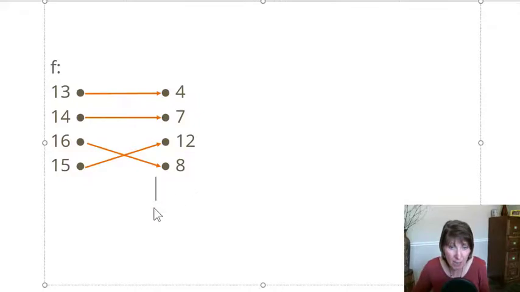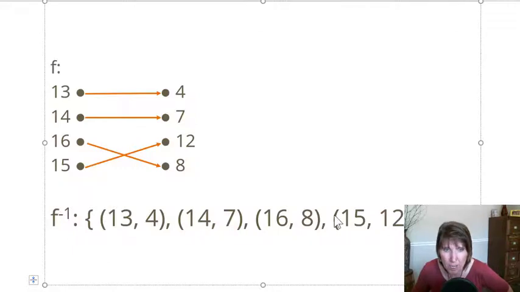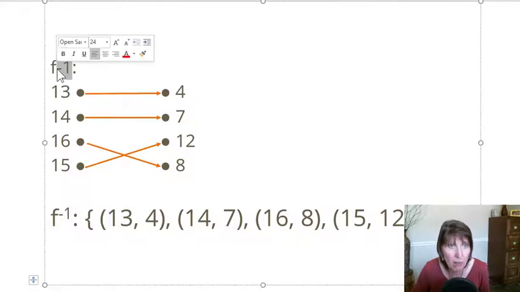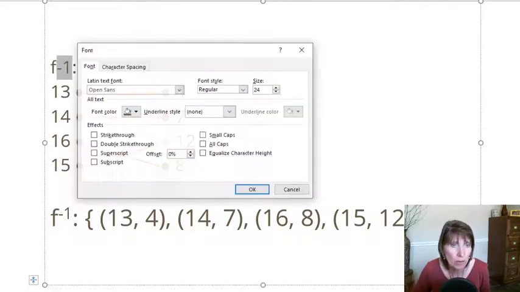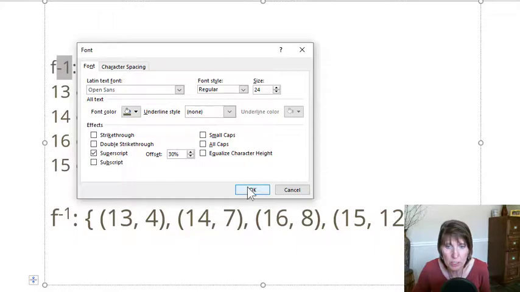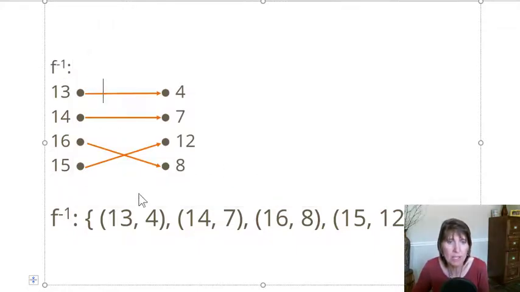Let's see if we ended up with what we were expecting. Remember, this is the same one as our pairs. Let's see if we got it. 13 and 4, yep. 14 and 7, yep. 16 and 8, yep. 15 and 12. And so we did that reverse. So this is the inverse. Again, we're going to list this as the inverse. It's no longer the function itself. Now it's the inverse. So I'm going to superscript that, and that becomes the inverse. And that's how you do it with an arrow diagram.